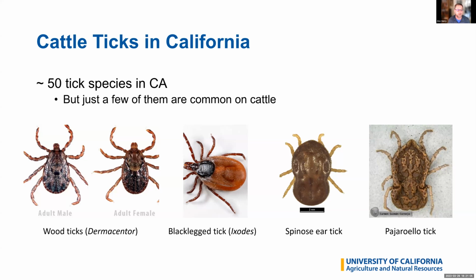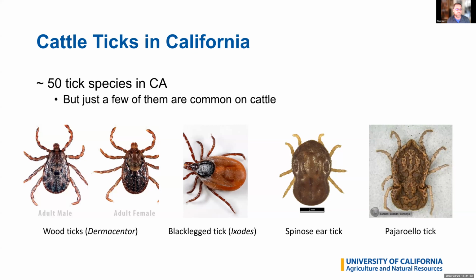Some of these ticks include the wood tick. On the far left, you see a male and female wood tick. One of the interesting things about ticks is that they have a different morphology, a different appearance, if they're males versus females. You'll see the male tick on the far left there, and it has a little bit of white coloration over the entire body of the tick. That's because it's got this hardened plate that covers the entire body of the adult male.